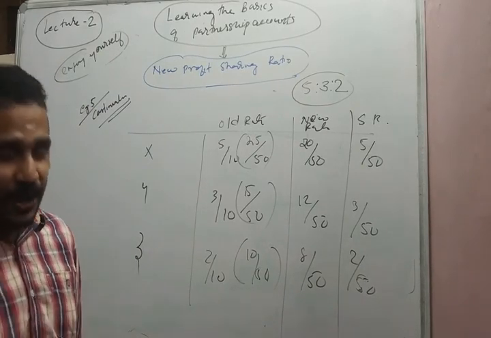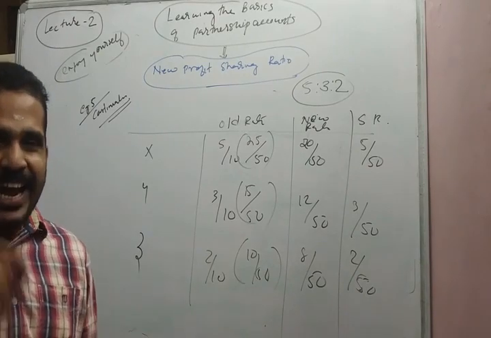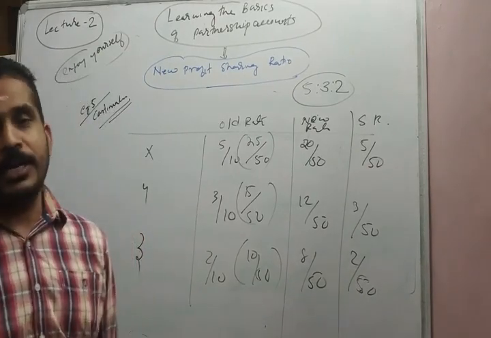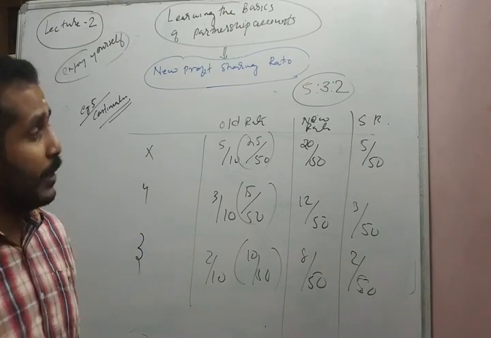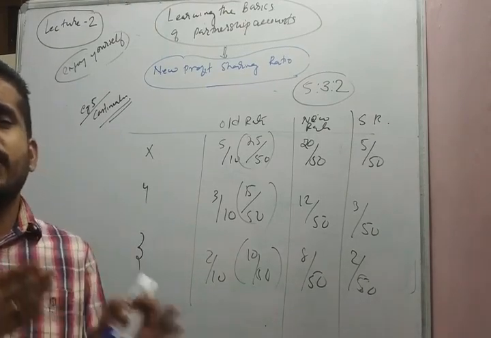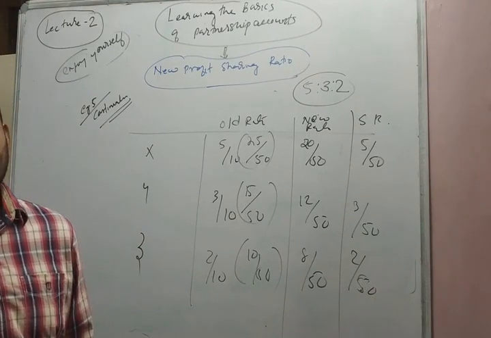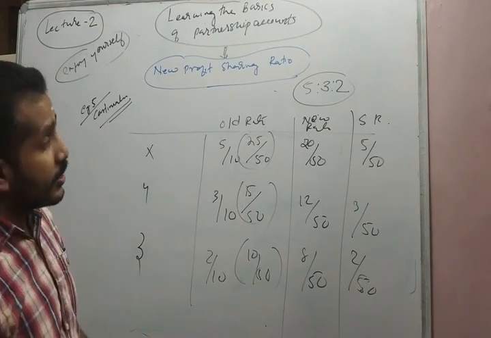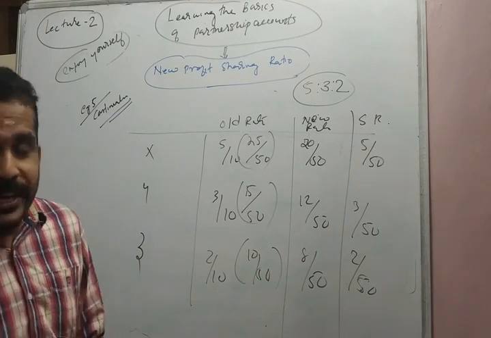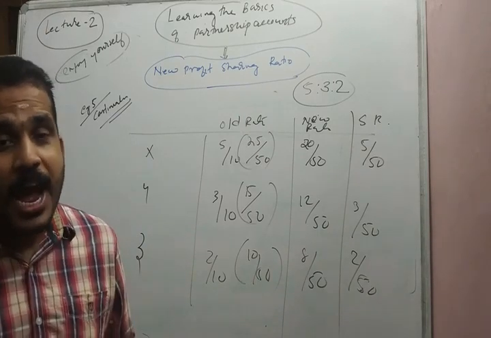Repeating once again, if the question specifies the nth share of the new partner and is silent about the sacrificing ratio of the existing partners, then the old ratio of the existing partners will be equal to the sacrificing ratio of the existing partners after admission.